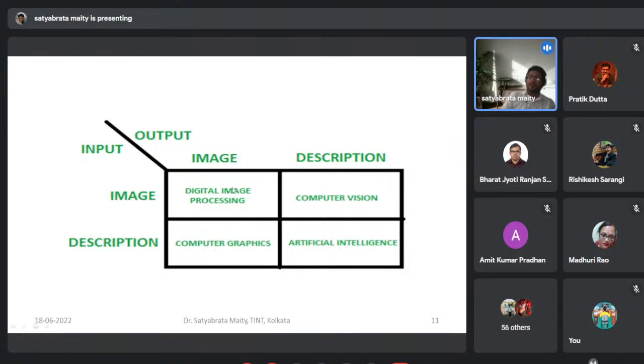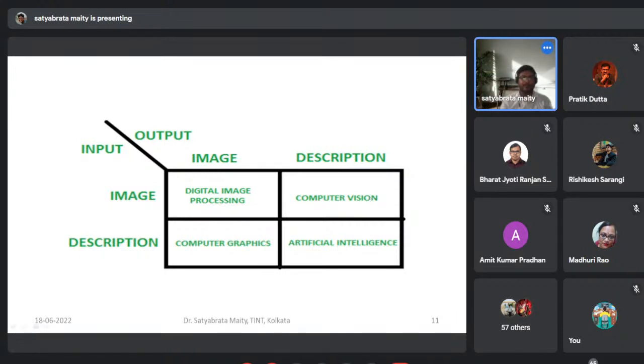And computer vision means you are taking an image and trying to see how many people are there, can you detect a face? So an image is there, then the description is yes, there are 10 faces. So this is called computer vision. You are taking input as an image and giving the description, extracting the knowledge out of it.